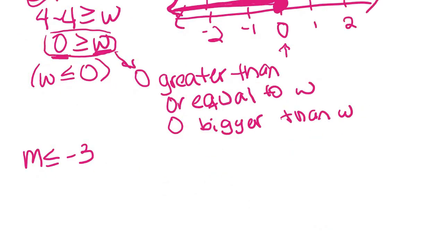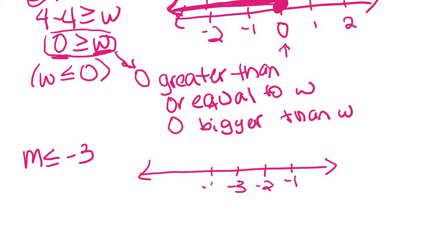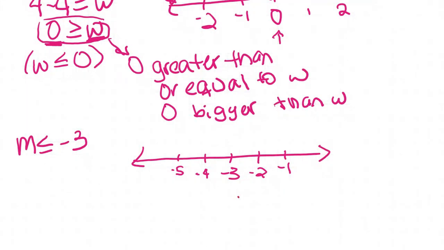All right, so last one for the graphing, we have m is less than or equal to negative 3. Our key number here is negative 3. So let's write some numbers on the other side. We have negative 2, negative 1, negative 4, negative 5. And negative 3 is our key number.